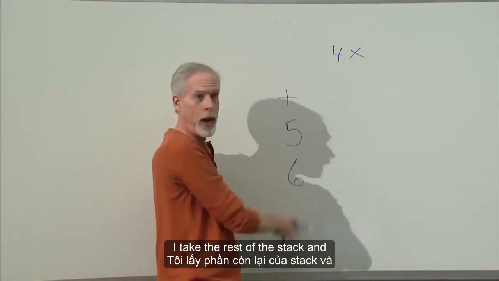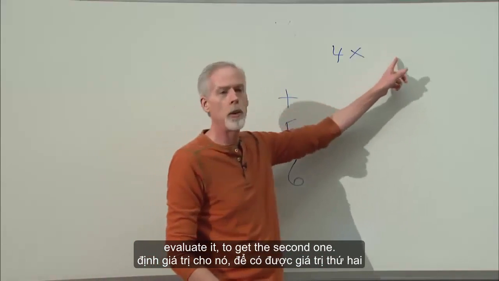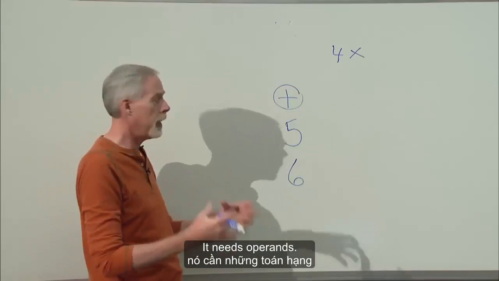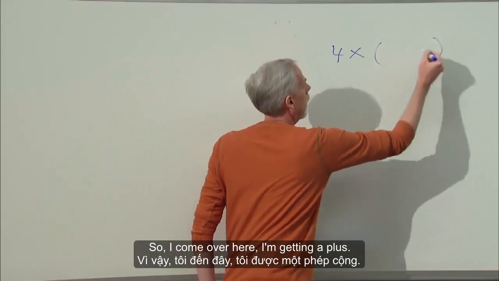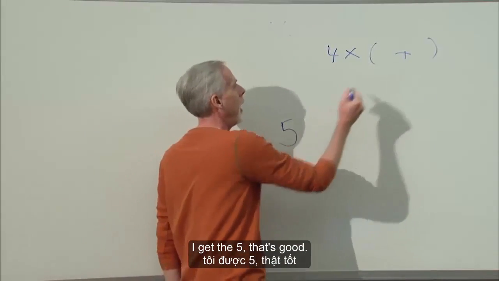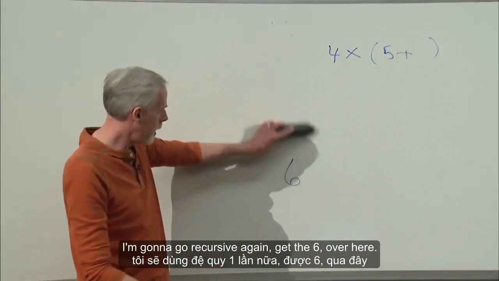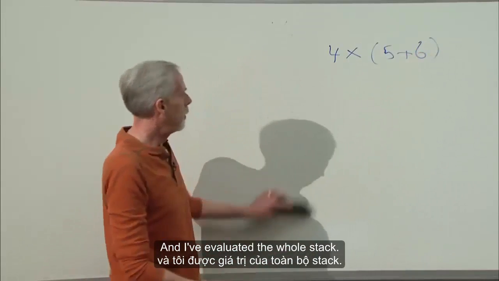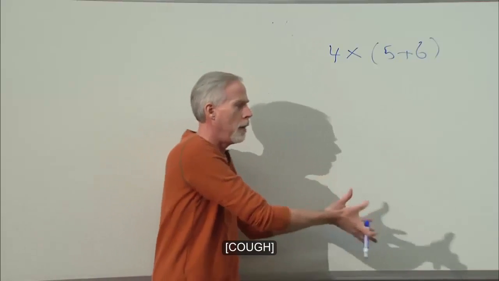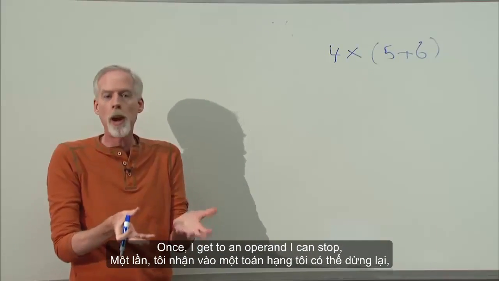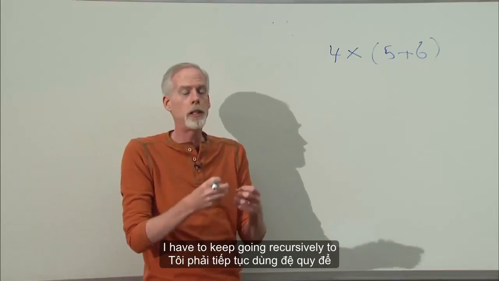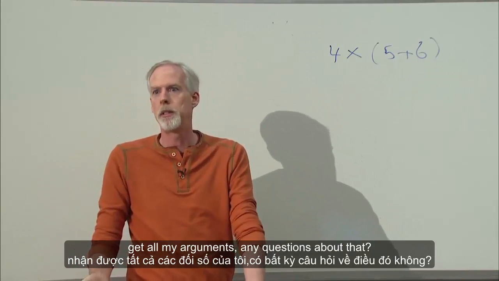Okay? Now I take the rest of the stack and evaluate it to get the second one. And when I do that, I get plus. Okay? So plus says, oh, I have to evaluate plus. It needs operands. So I come over here, I'm getting a plus, and I got to go recursive again to go get its operands. I get the 5. That's good. I'm going to go recursive again, get the 6 over here, and I've evaluated the whole stack. So you see how I have to keep going back recursively to my evaluate to get the operands for my operations. Once I get to an operand, I can stop. Okay, as a number, I got it, and I'm out of there. But every time I encounter another operation, I have to keep going recursively to get all my arguments. Any questions about that?